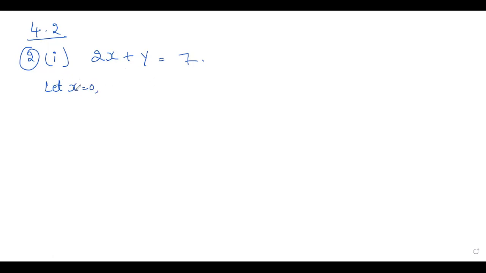I have taken x is equal to 0. Substitute in the place of x, that is 2 into 0. 2 into 0 is 0. Y is equal to 7.